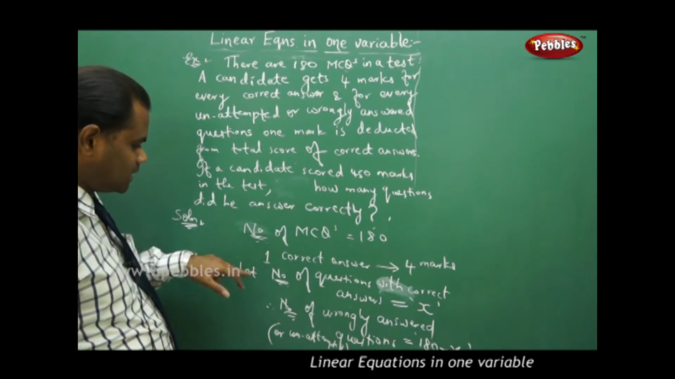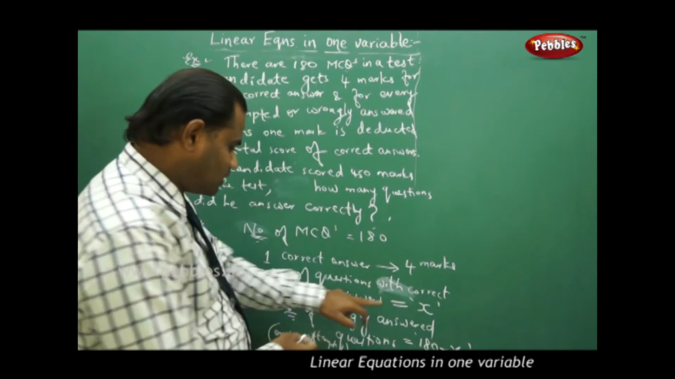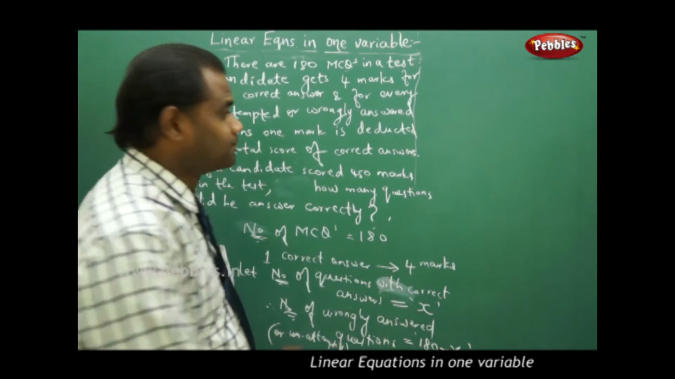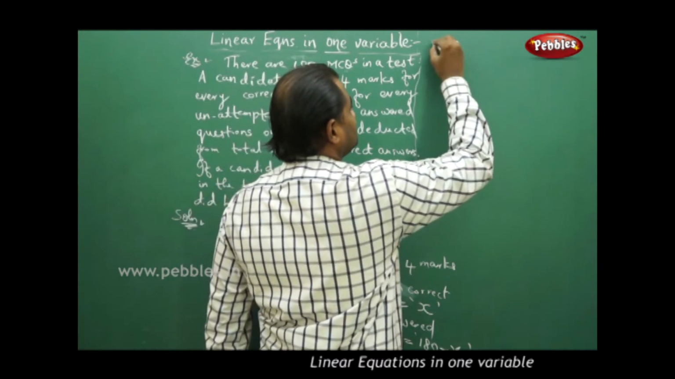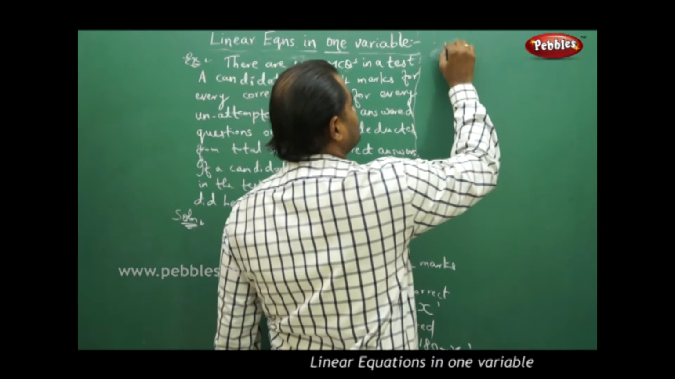Now, from this, I understand that for one correct answer, it is 4 marks. So in this case, if there are X correct answers, how many marks would the student get on the whole for the correct answers? So for X, let me revisit this. For one correct answer it is 4 marks.